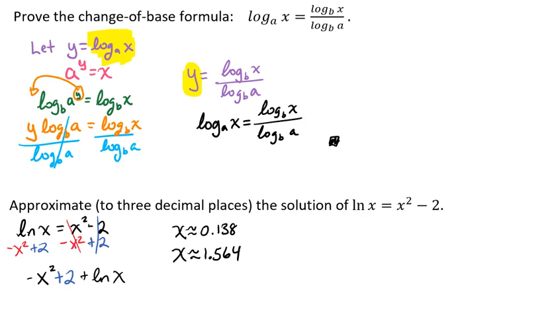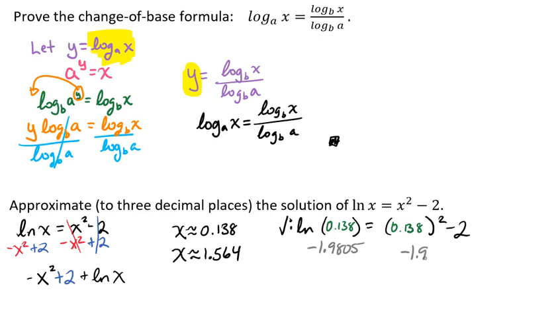And now we still need to check our solutions. So we'll need to plug those in. So the natural log of our value equals our value squared minus 2. So we'll start off by checking our 0.138. And when we plug that in, that's going to give us values of approximately negative 1.9805 and negative 1.9810. And those are pretty reasonable, pretty close. If we were to round to 3 decimal places, we would be at the same spot, so that works.